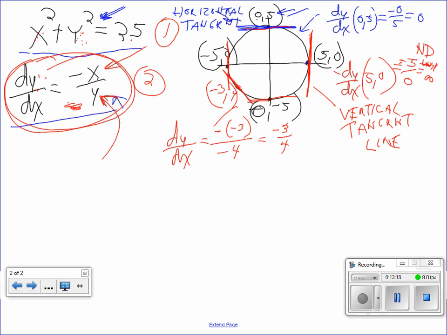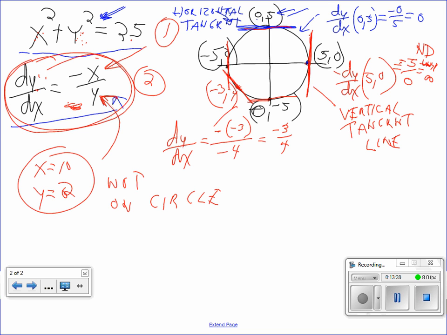And again, I just want to remind you, this equation is not good for any point. I can't put in x equal to 10, y equal to 0, or y equal to 2. This point is not on the curve, not on the circle. So I can't find dy dx if it's not on the circle. But for points on the circle, this equation gives me the tangent lines. And I could calculate a tangent line anywhere on that circle.